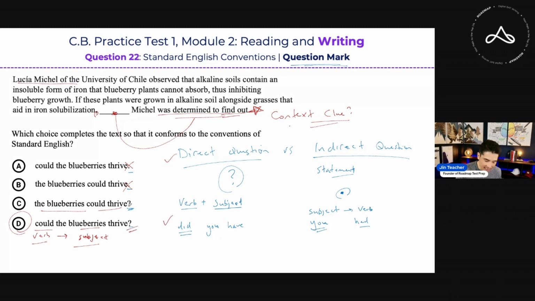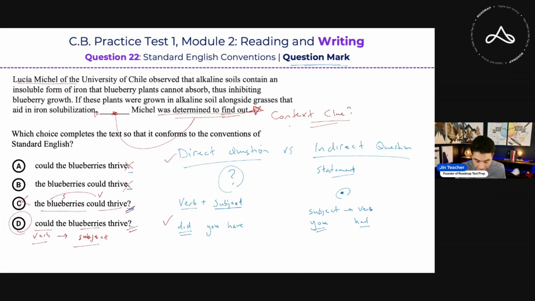Notice how answer choice C here uses a question mark, which is the correct punctuation, but then the arrangement of words is backwards, right? We have the subject blueberries that comes before the verb could. We don't want that, right? So we know that C is going to be wrong there. Yeah, so D would be the correct answer for this question.